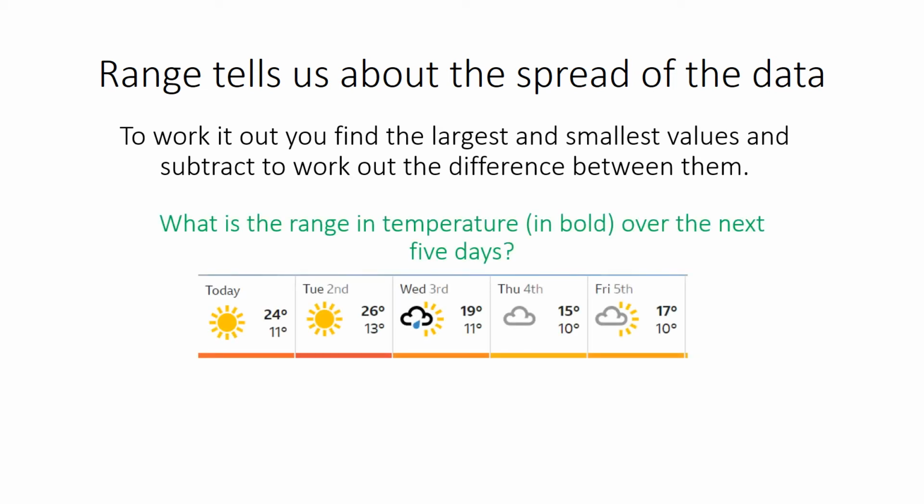So we're going to have a look at the range in temperature, again the ones in bold, over the next 5 days. So we find the highest one, which is 26 degrees, and we find the lowest one, which is 15 degrees, quite a drop there, and we work out the difference between them. So we do 26, take away 15, which gives us 11 degrees. So that's the range.